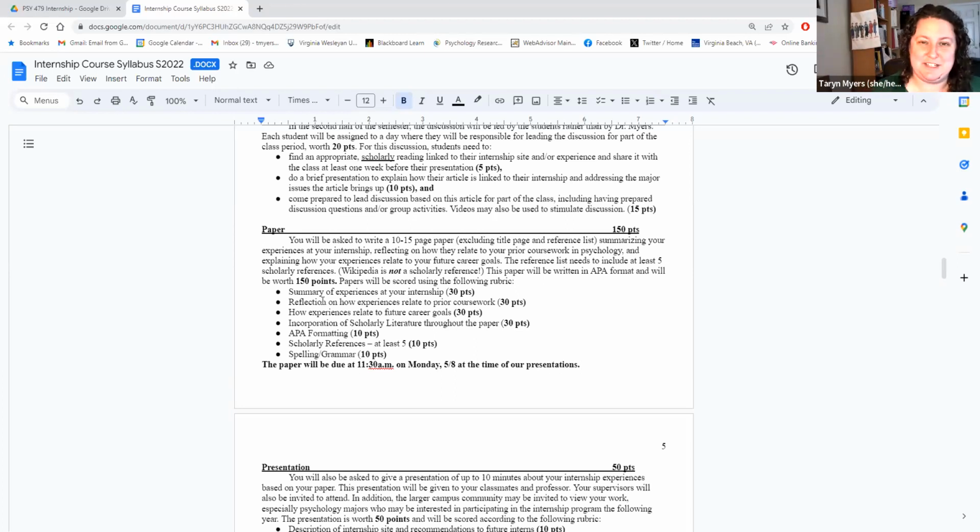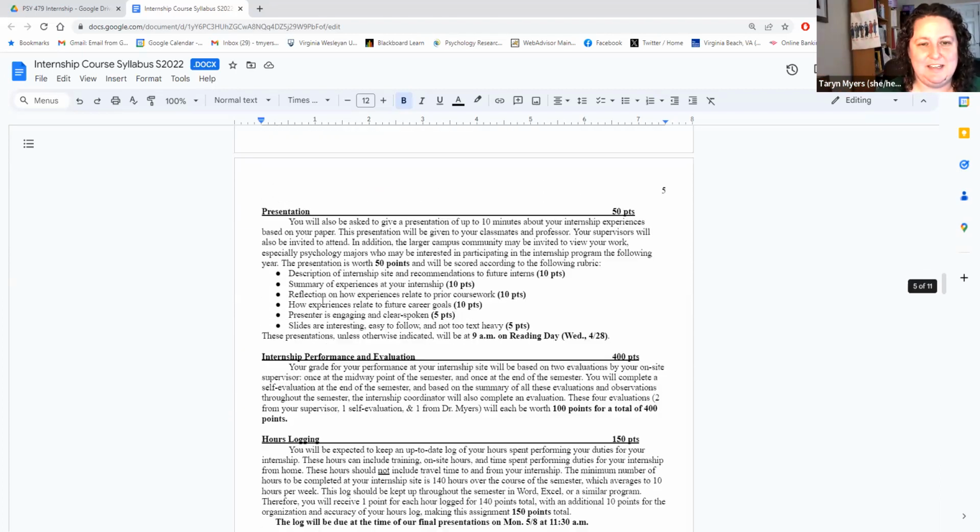People actually find this much more efficient to write than a typical paper, because you're writing about yourself and your experiences. But it's an exercise in reflection, not only on what you did, but how that relates to the coursework you've done thus far, and how it relates to your future career goals. And honestly, sometimes it's, I don't want to do this for my career, and this helped me realize that, and that's okay, right? It's still valuable experience.